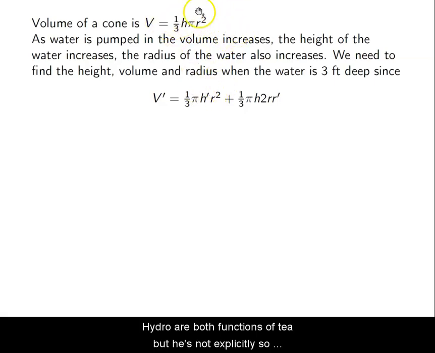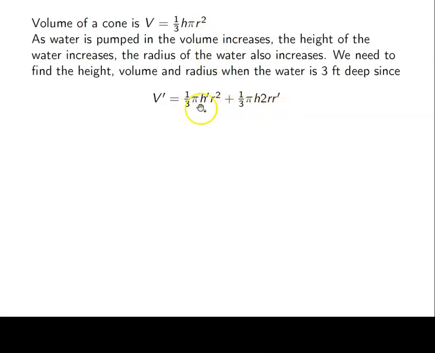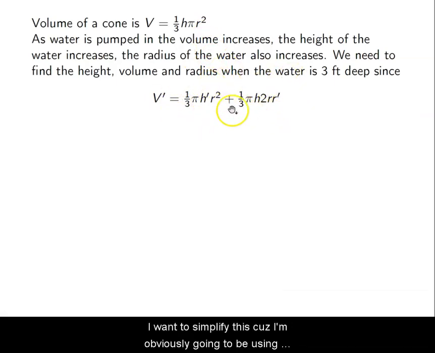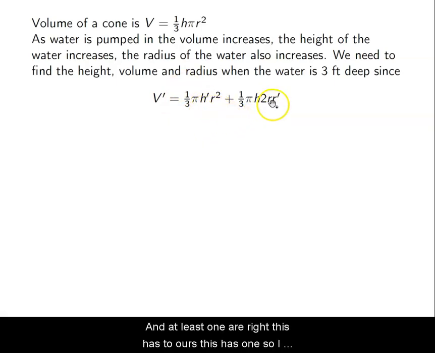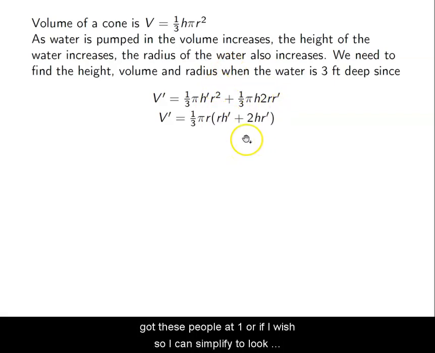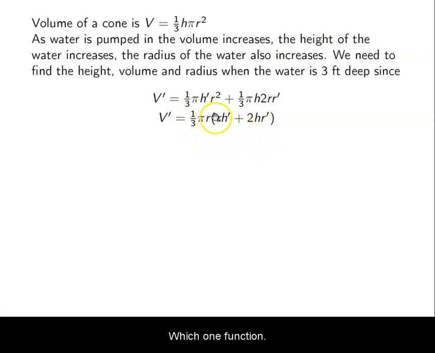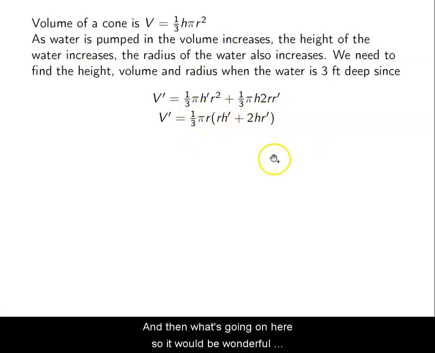So everywhere I see a function that's changing over time, I use the product rule, or chain rule. So I want to simplify this because I'm obviously going to be using this quite a bit. It's very clear to see that I have common factors of 1/3, of pi, and at least one r, right? This has 2 r's, this has 1. So I can at least pull out 1 r if I wish. So I can simplify it to look like this, which is a little bit easier to work with. I have my constants on the outside, and then one function, and then what's going on here.